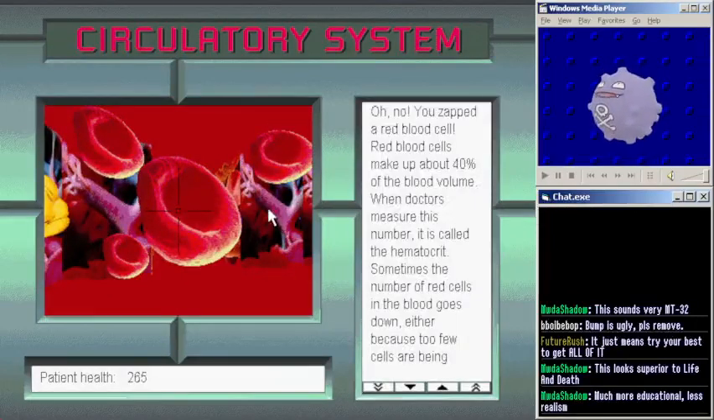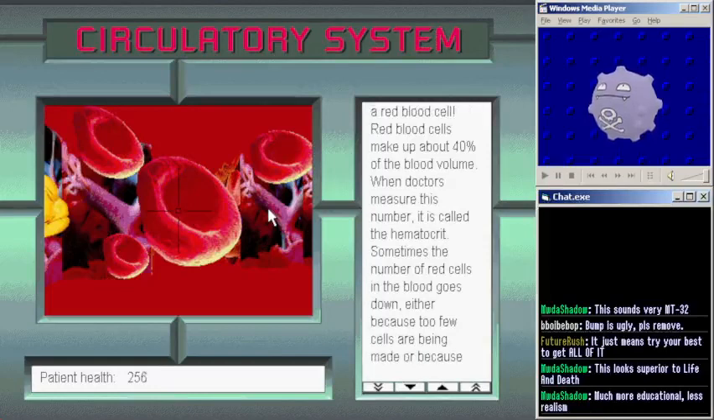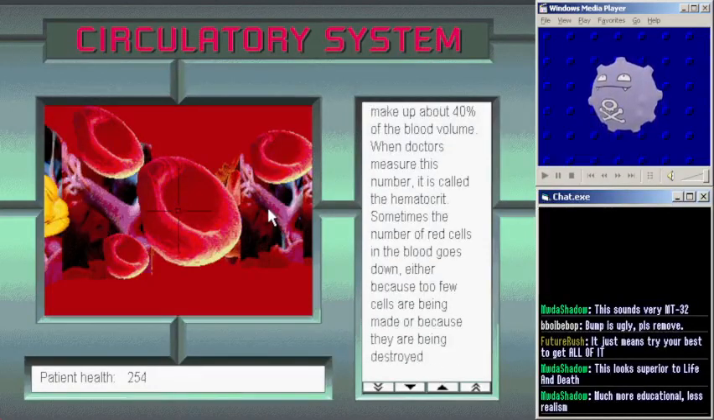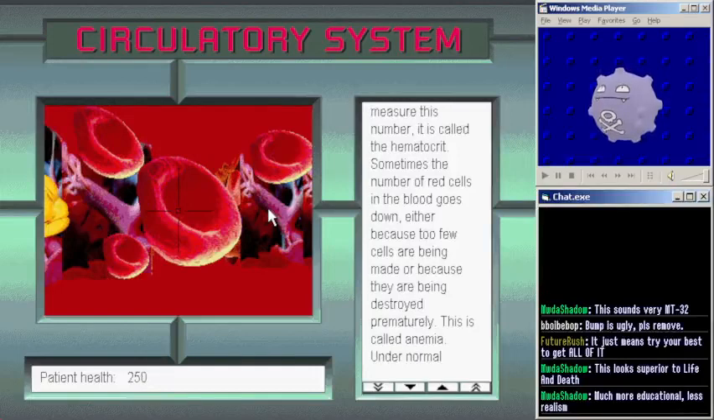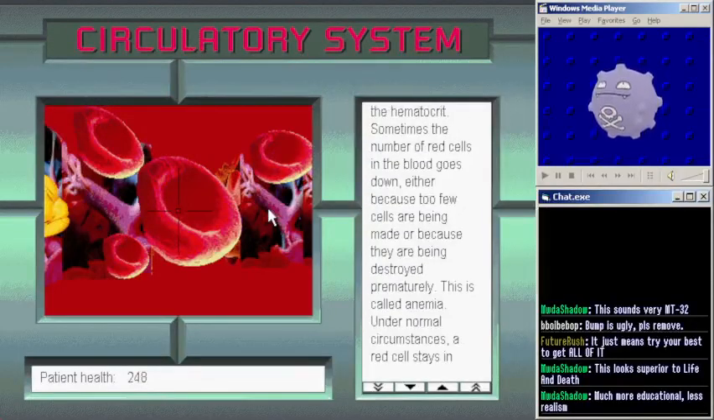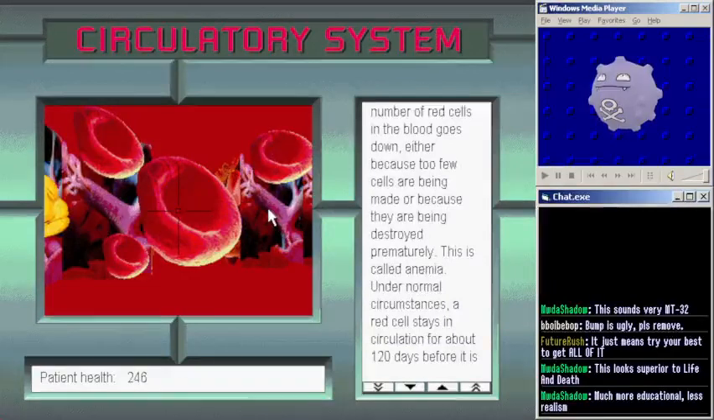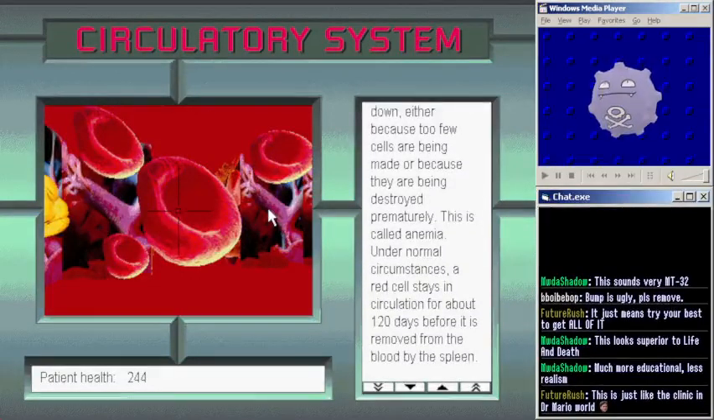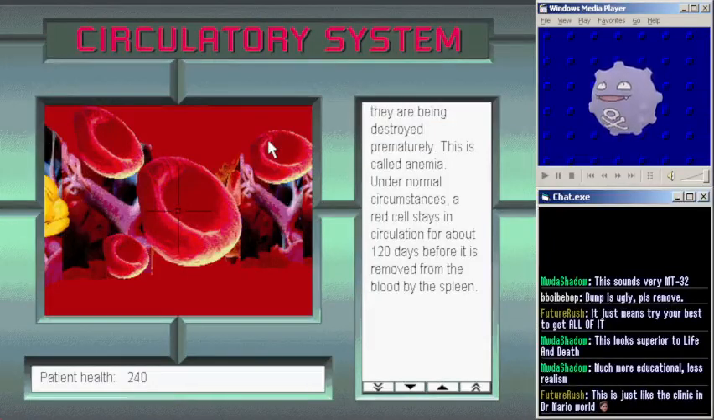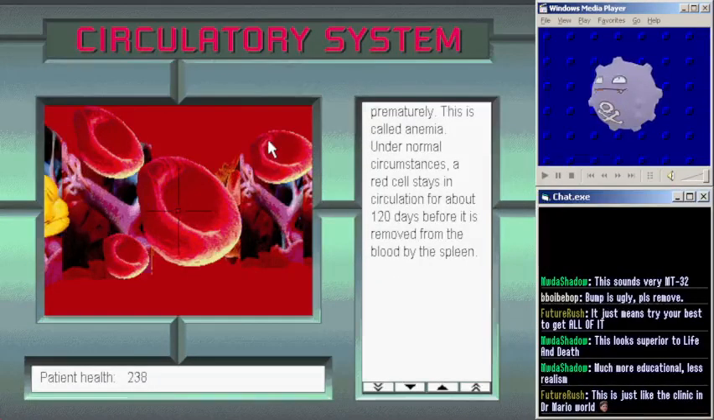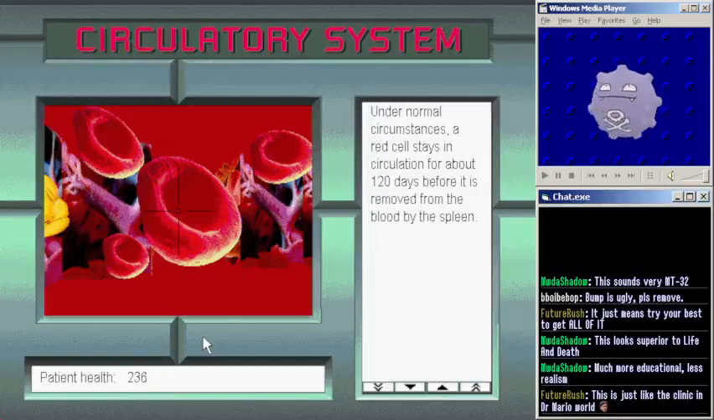Oh no! You zapped a red blood cell! Red blood cells make up about 40% of the blood volume. When doctors measure this number, it is called the hematocrit. Sometimes the number of red cells in the blood goes down, either because too few cells are being made or because they are being destroyed prematurely. This is called anemia. Under normal circumstances, a red cell stays in circulation for about 120 days before it is removed from the blood by the spleen.